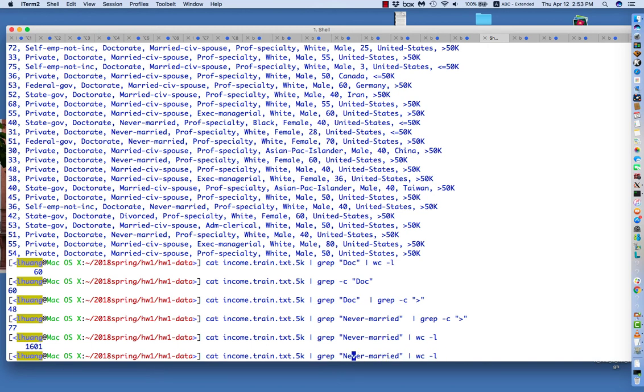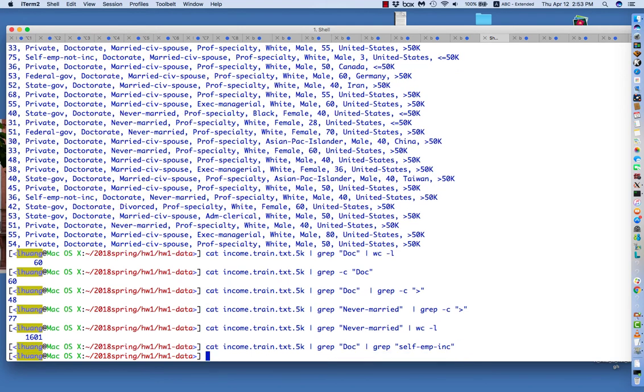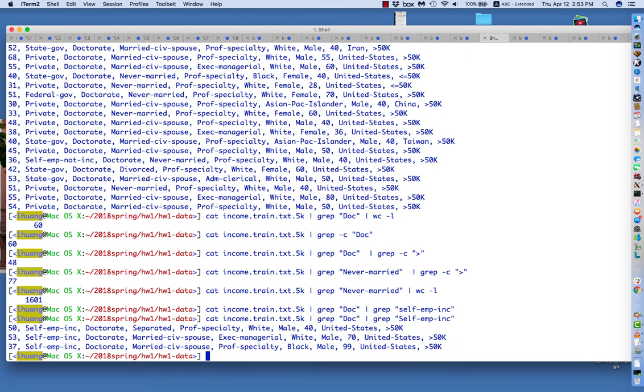Now, what about some interesting combinations? For example, what about if you're a doctor and you work for self-employed incorporated? This self should be capitalized. Okay, so there are only 3 people with that kind of combination and they're all positive, 100% positive.